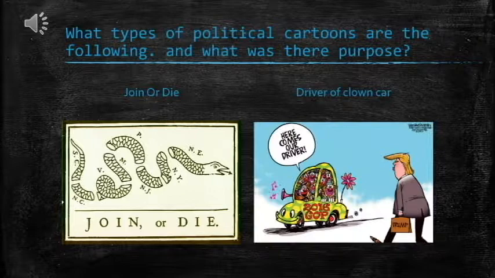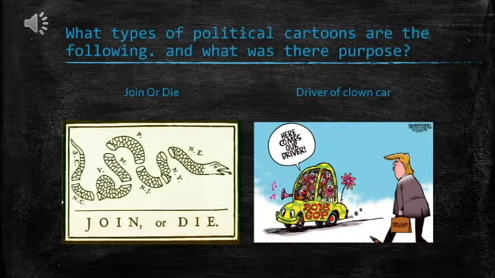The second political cartoon is more present time, and in the end it's pretty obvious, but there are some hidden things behind it. Like we discussed earlier, you have Trump walking towards a car. You have 2016 GOP written on it. You have "Here Comes Our Driver," music playing, a flower on the tail. It's full of clowns.